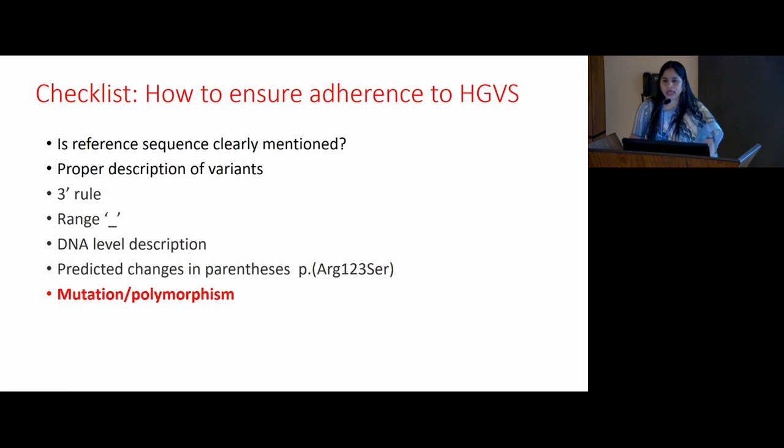So now when we come to the rules: is the reference sequence clearly mentioned? Have we given proper description of the variants? Have we followed the 3' rule? Have we mentioned the range by using underscore? And have we put the DNA level description, the genomic level, the coding level description, and the predicted change in parentheses? And we should not be using the terms mutation or polymorphism, rather we should use variants. So with all these nomenclature rules, if we do it manually, it would be very difficult in day-to-day practice.